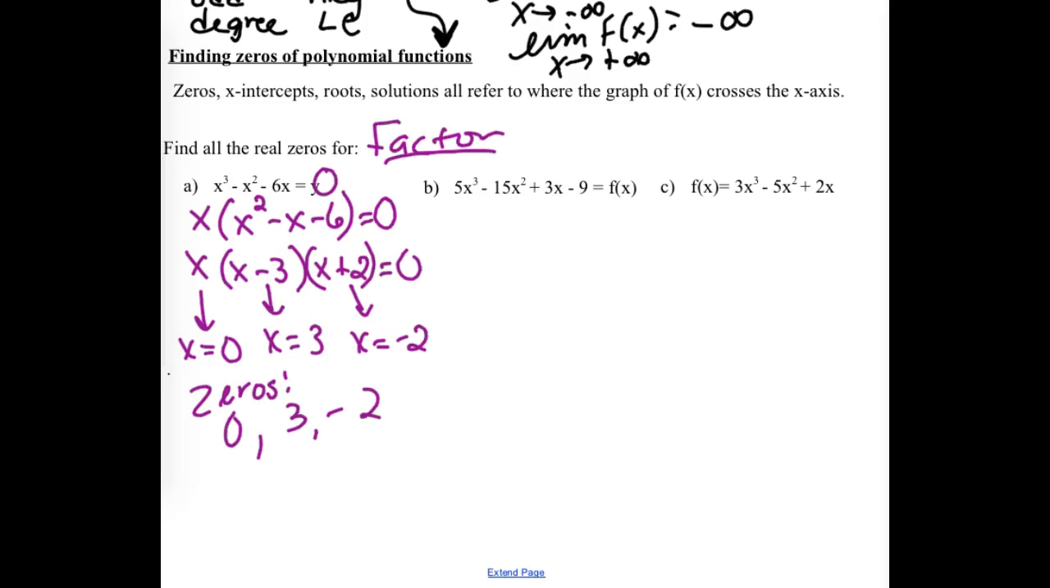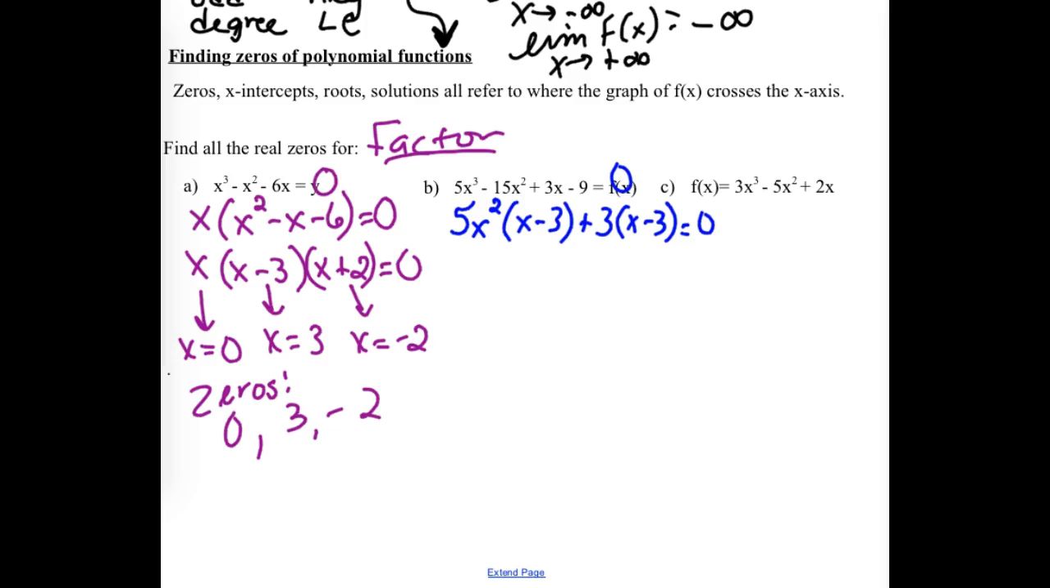All right. Continuing, looking at our next one. Again, we're looking for what makes it 0. We have 4 terms, so we're going to try that grouping technique. That's where we look at the first 2 terms and say, I could pull a 5x squared out of those. What it leaves me with is an x minus 3. Then I look at my second 2 terms and say, I could pull a 3 out of each of those, and I'm left with an x minus 3.